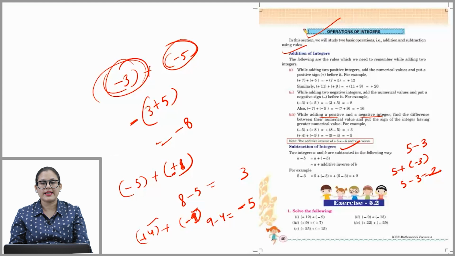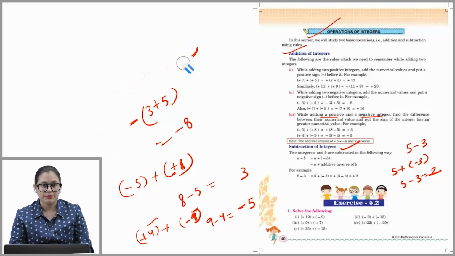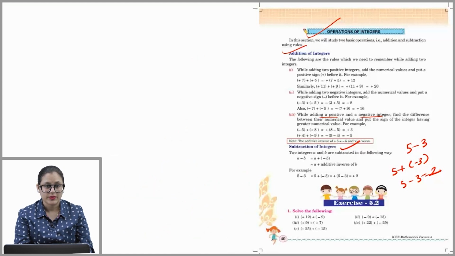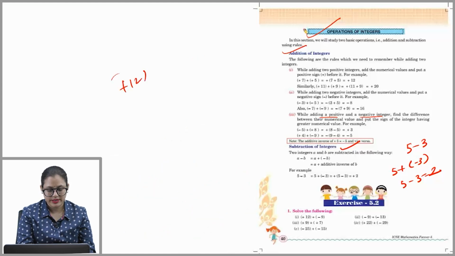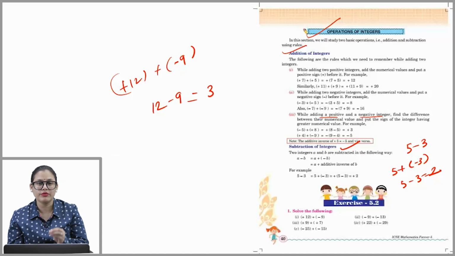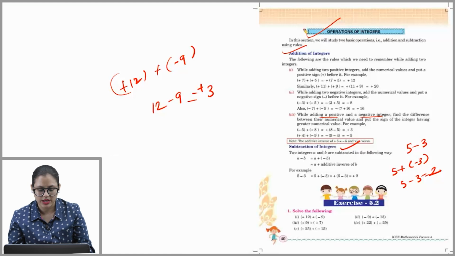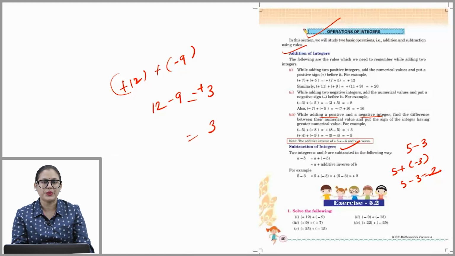Now, let's do exercise 5.2. We have to add plus 12 and minus 9. Okay. Now, both the signs are different. So, first we will find the difference. 12 minus 9 is what? 3. And we will put the sign of positive or negative here. We will put a positive sign here because 12 is the greater numerical value and it has a positive sign. So, that is why we will write here 3 or plus 3.